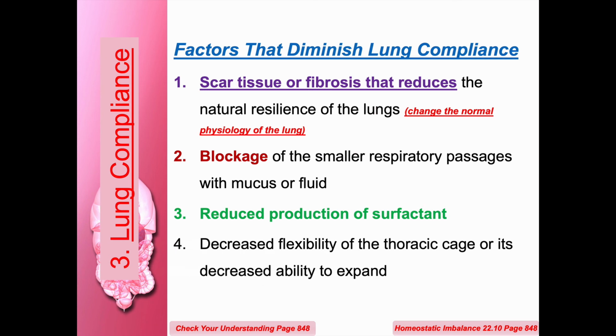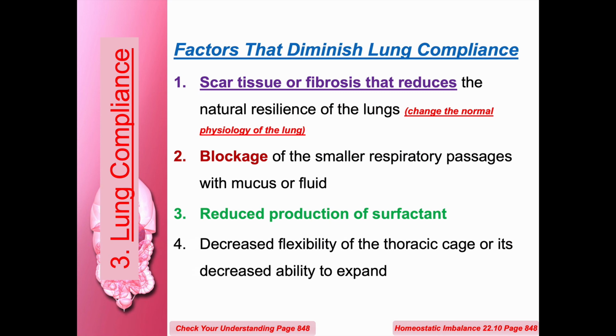Factors that diminish lung compliance are fibrosis of the lung, blockage of the airways, which can be asthma or something similar, reduced production of surfactant in the alveoli, and decreased flexibility of the thoracic cage, or its decreased ability to expand. This can happen in cardiac surgeries, where we open the thoracic cage and the lungs' flexibility can be decreased.